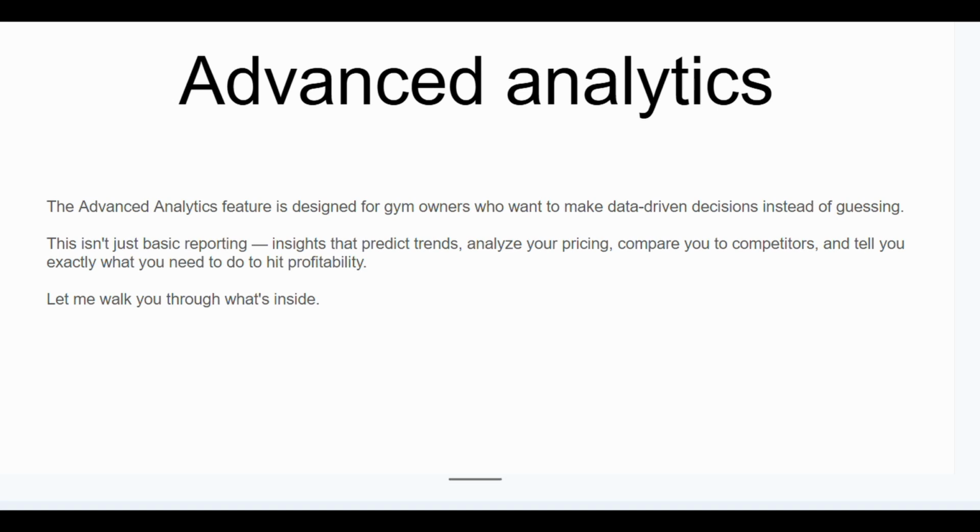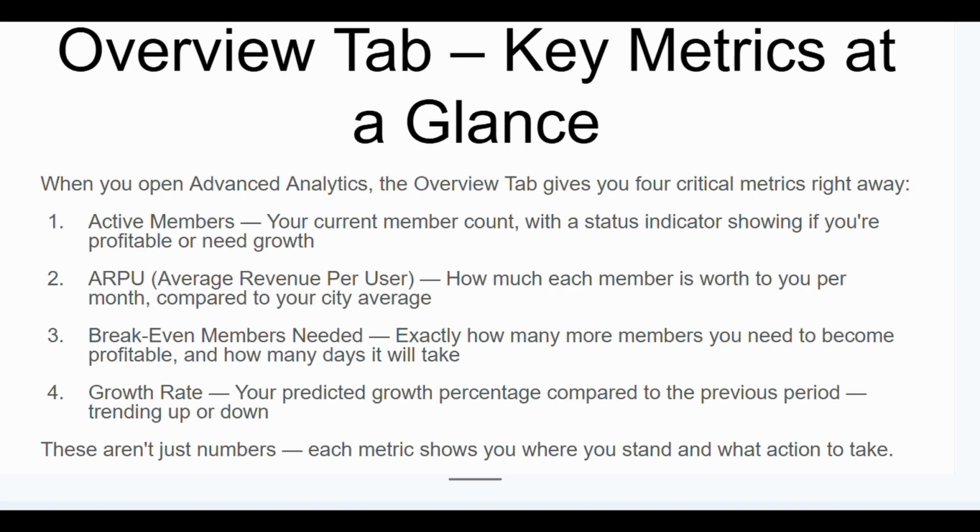Now, we move on to the overview tab of the advanced analytics. Whenever you open advanced analytics, the overview tab gives you four critical metrics. The first thing it shows you are the active members, who are the members who have paid their fees and are on the platform. Second is average revenue per user, the average revenue that you generate per user compared to your city's average. And it shows you exactly how many more members you need to hit your break even point.